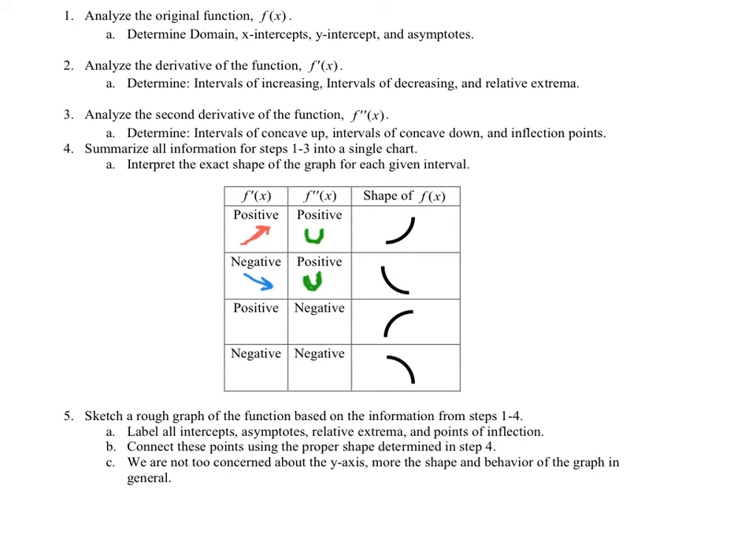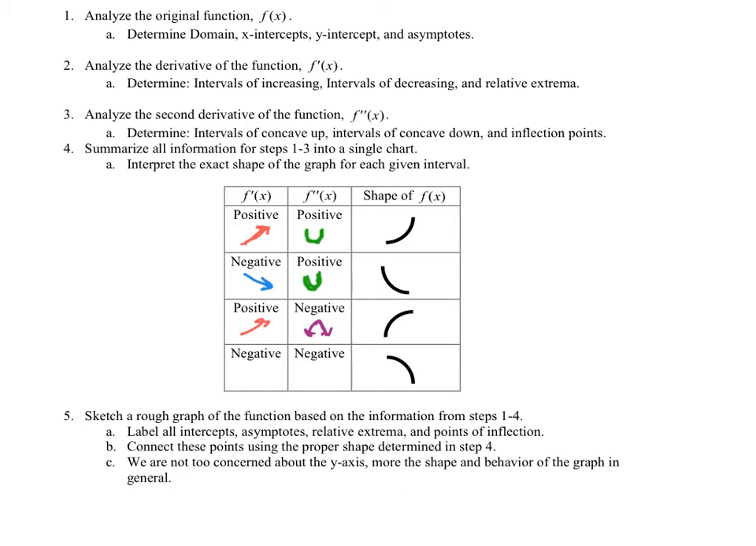Let's keep on going. If your first derivative is positive, you know you're increasing. If your second derivative is negative, you know you're concave down, which is the shape of a frown, right? So looking at a frown, which half of the frown is increasing? The left half of the frown is increasing. So if your first derivative is positive and your second derivative is negative, the graph has to be the left half of a frown.